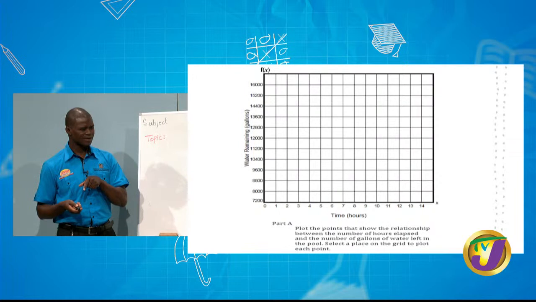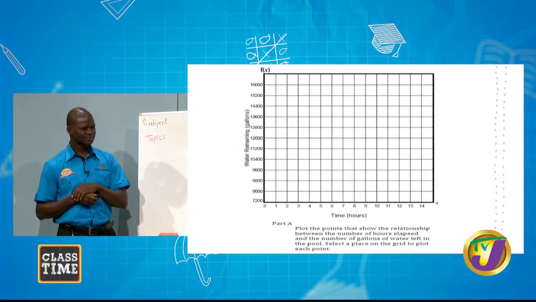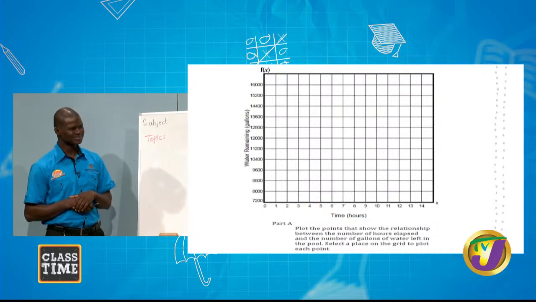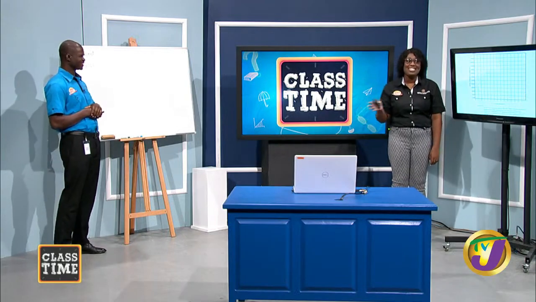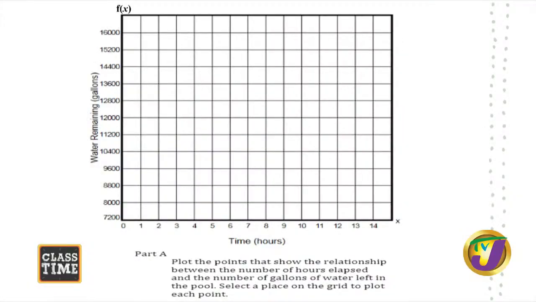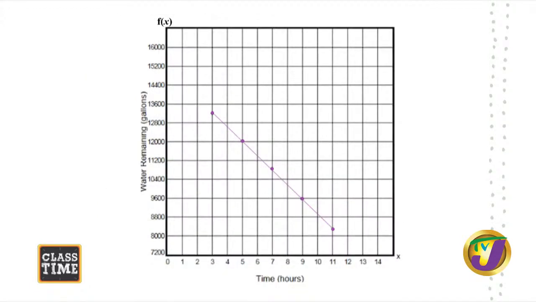Can you explain why? I was going to ask you that. Why is it that it's not at the 0 mark? Okay, so it's not that the gallons of water that we're measuring did not start at 0. What we actually did here is we just broke our graph a little, and we started off at 7,200. Okay, fair enough.